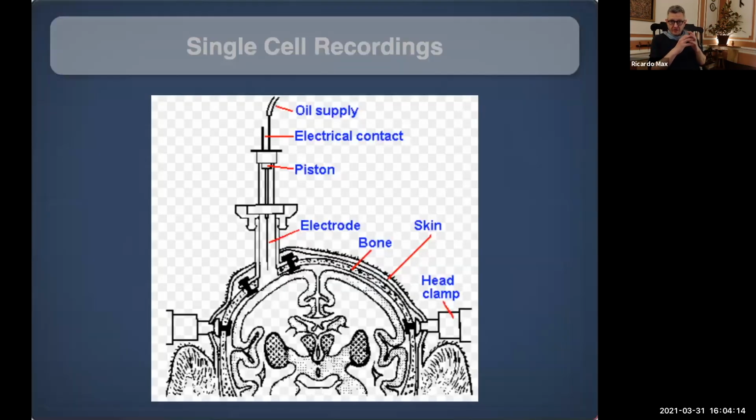Single cell recordings, that's how we learned most of the information that we have about cells in our visual system. We'll see other stuff later, but mostly this is from the 50s, 60s. Single cell recordings work like this. You put the animal clamped into a fixture. They are under anesthesia, of course, but it's a specific anesthesia, not full anesthesia.